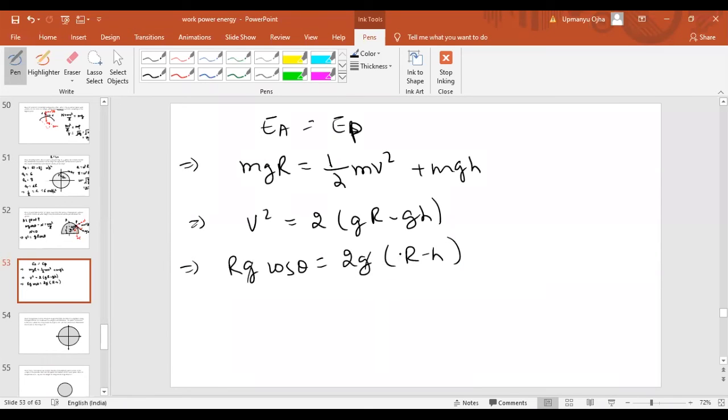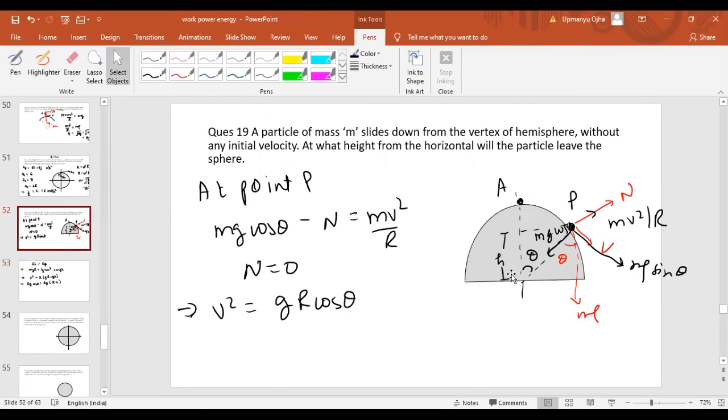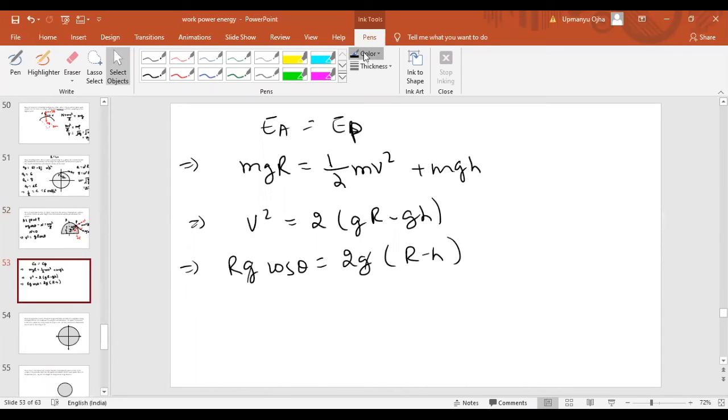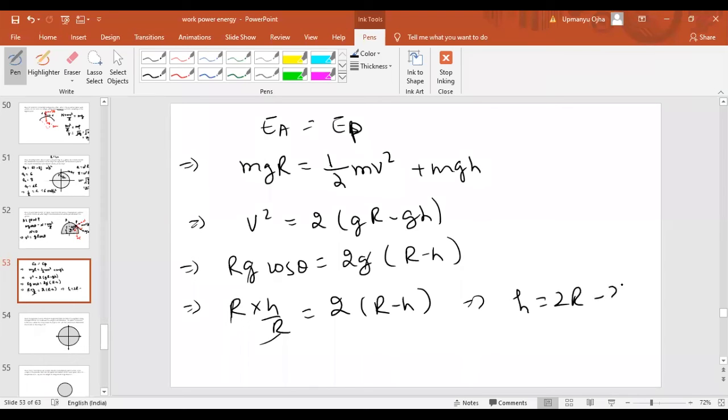And what is cos theta here? If you look at it, it is base upon hypotenuse, base is h, hypotenuse is r. So r into h by r must be equal to 2r minus 2h. R got cancelled out. So we get h equal to 2r minus 2h. Therefore h must be equal to 2 by 3 r. So at a height of 2 by 3 r from the bottom of the hemisphere, the particle will lose contact with the surface of the hemisphere.